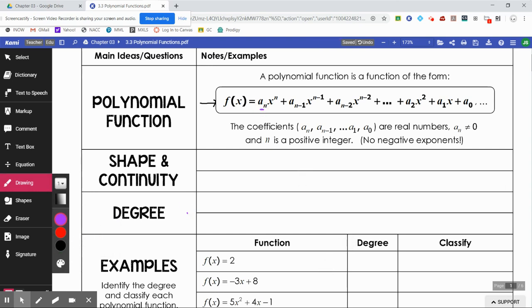This a sub n minus 1, a sub n minus 2, these are just whole numbers. They're integers. They don't have to be whole numbers. They're real numbers. It could be decimals, fractions, whatever. But these x to the n, x to the n minus 1, x to the n minus 2, there'd be like x to the fifth, x to the fourth, x to the third, x to the second.